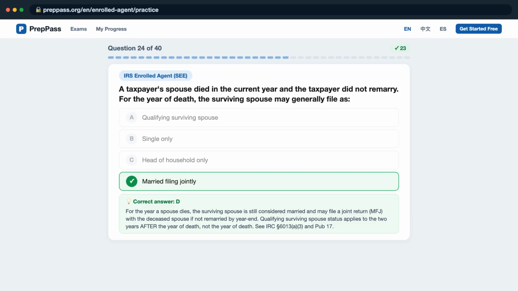For the year a spouse dies, the surviving spouse is still considered married and may file a joint return, MFJ, with the deceased spouse if not remarried by year-end. Qualifying surviving spouse status applies to the 2 years after the year of death, not the year of death. See IRC Section 6013(a)(3), and PUB 17.